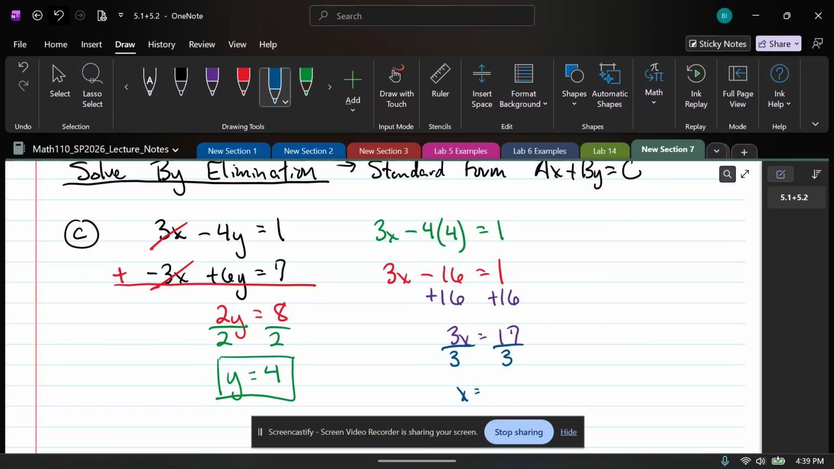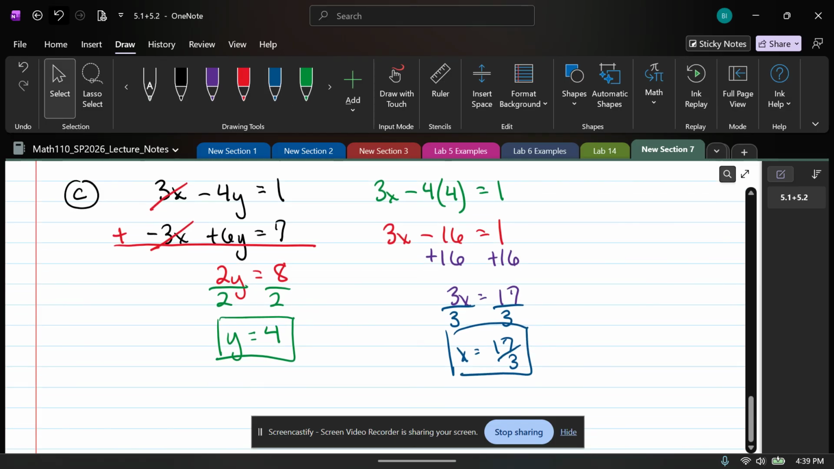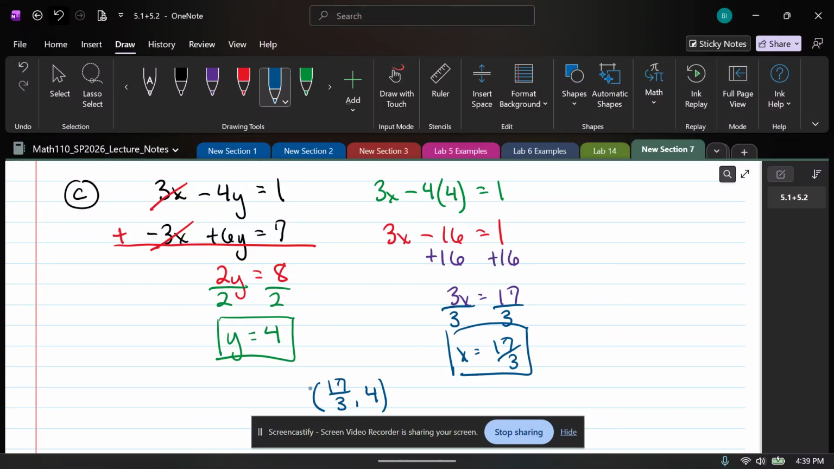And I get a fraction answer, and that's okay. That happens. 17 over 3 is my x value. So my ordered pair is going to be 17 over 3, comma 4. There's my ordered pair.